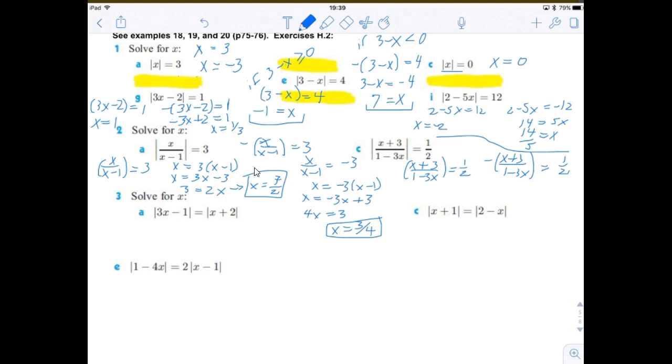So for this one, we'll multiply both sides by 1 minus 3x, so we'll have x plus 3 on the left, and the right side will have 1 minus 3x divided by 2. And then we'll put all the x's on the left side, so it'll be plus 3 halves x on both sides, and the left side will be 5 halves x, and the right side will be negative 3 plus 1/2, which would be negative 2.5, or negative 5 halves.